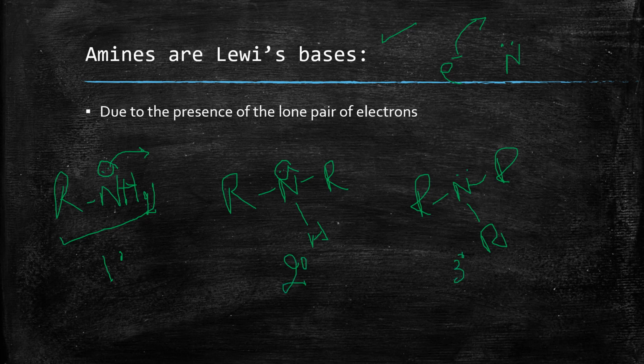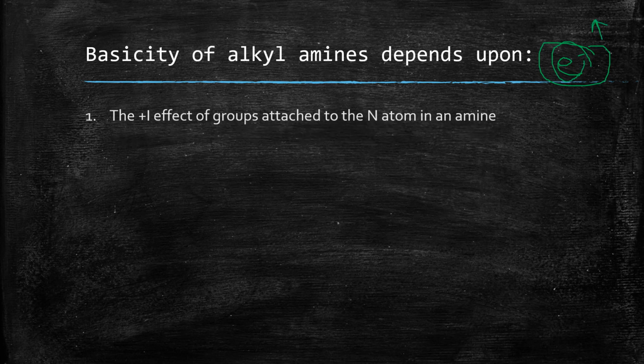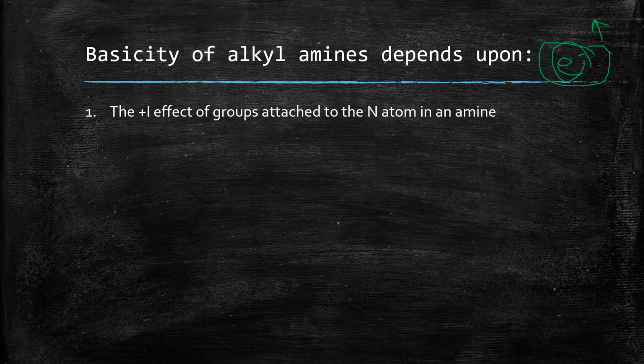Now, what does this Lewis basic character depend on? It depends simply on the availability of electrons for being donated. So the more the electron density on nitrogen, the more basic the amine will be. So first of all it depends on the plus I effect, that is the positive inductive effect shown by the R group.